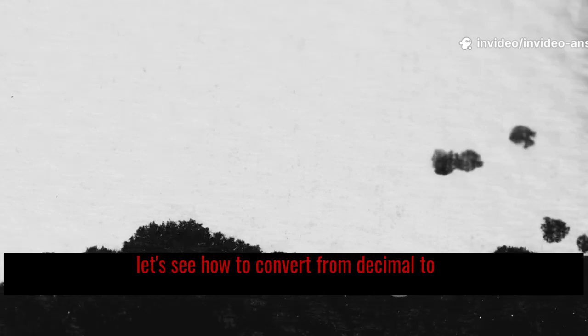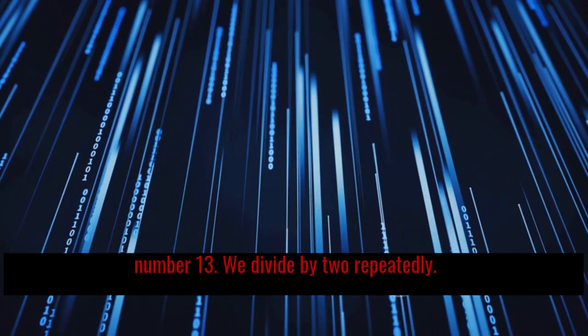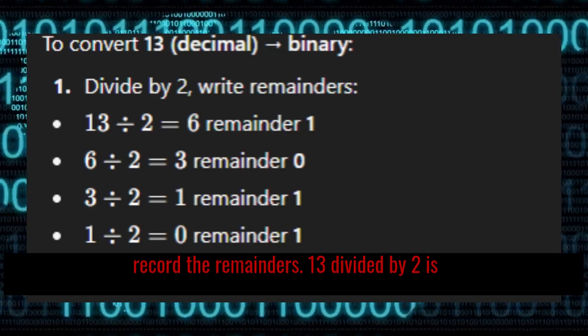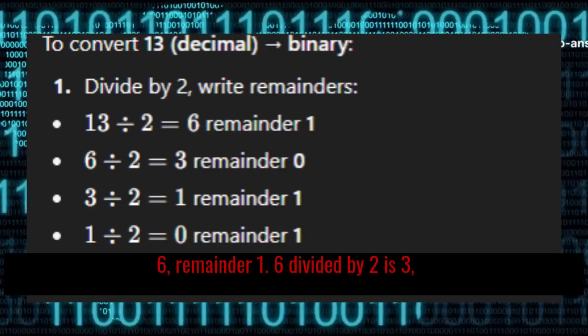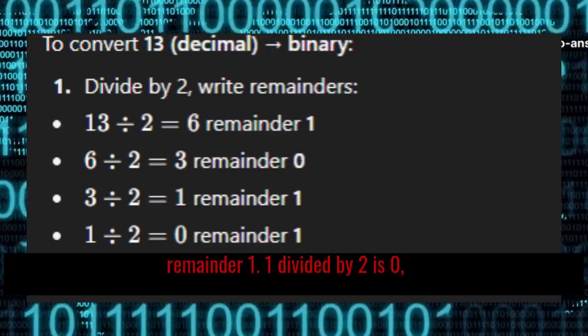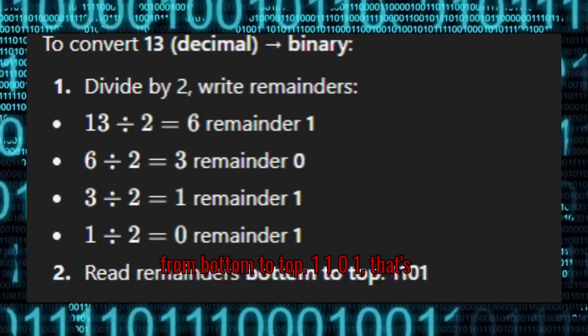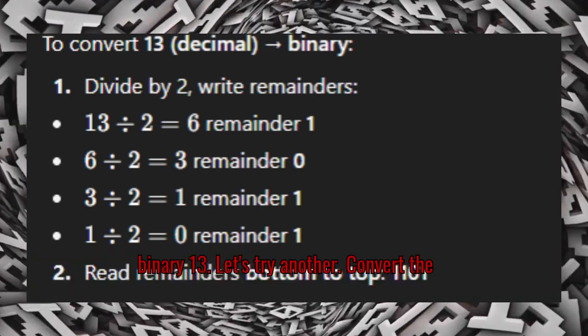Now let's see how to convert from decimal to binary. Suppose we have the decimal number 13. We divide by 2 repeatedly and record the remainders. 13 divided by 2 is 6, remainder 1. 6 divided by 2 is 3, remainder 0. 3 divided by 2 is 1, remainder 1. 1 divided by 2 is 0, remainder 1. Now we read the remainders from bottom to top: 1, 1, 0, 1. That's 13 in binary. Let's try another.